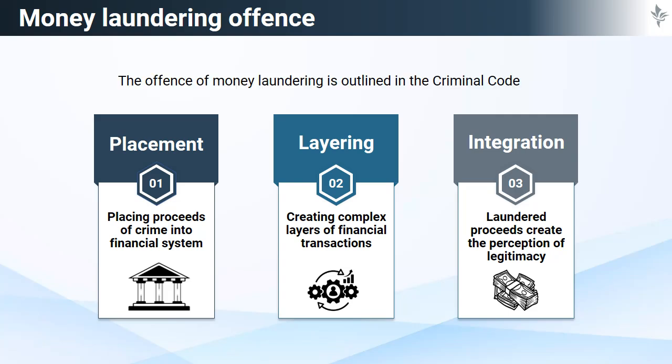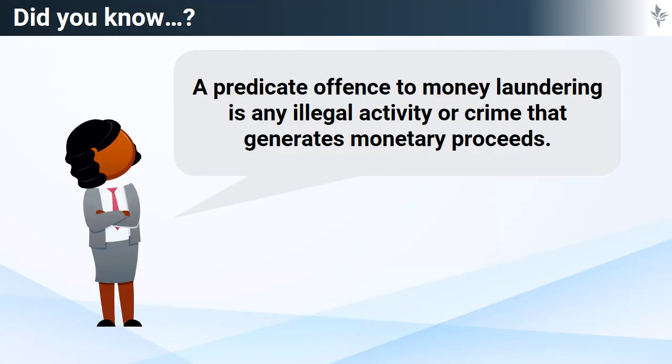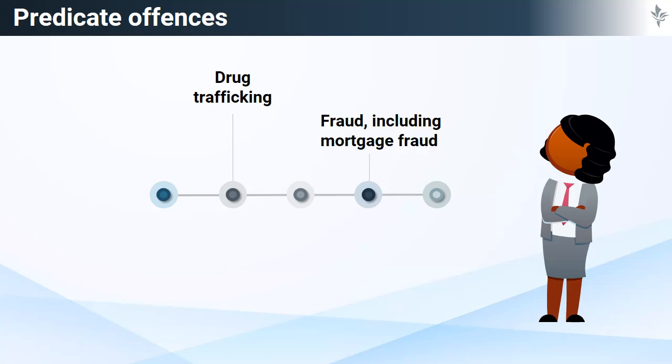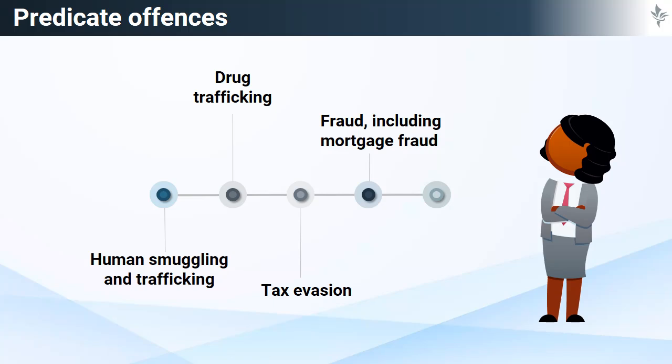The offense of money laundering is outlined in the Criminal Code. Did you know that a predicate offense to money laundering is any illegal activity or crime that generates monetary proceeds? Other examples of predicate offenses associated with money laundering can include drug trafficking, fraud including mortgage fraud, human smuggling and trafficking, tax evasion, and customs and excise offenses.